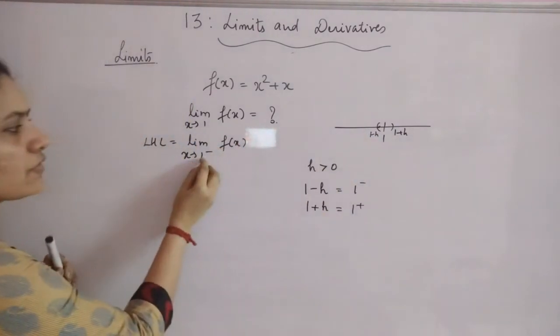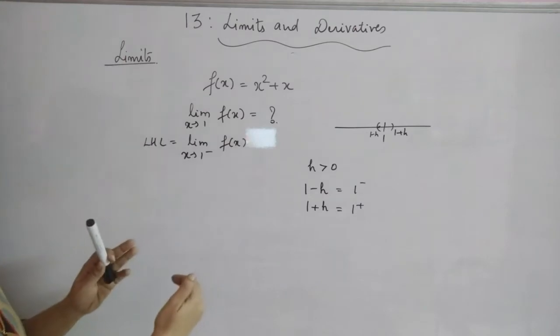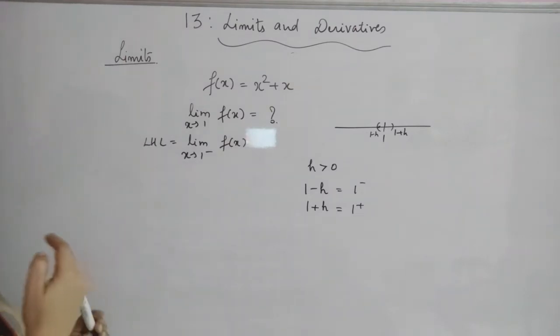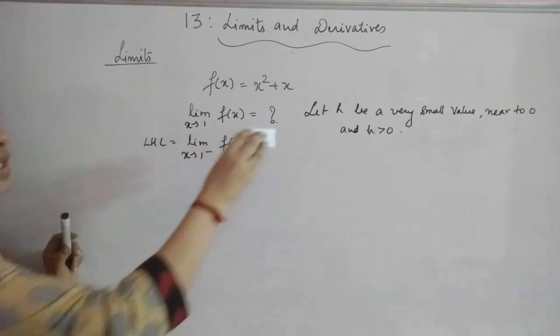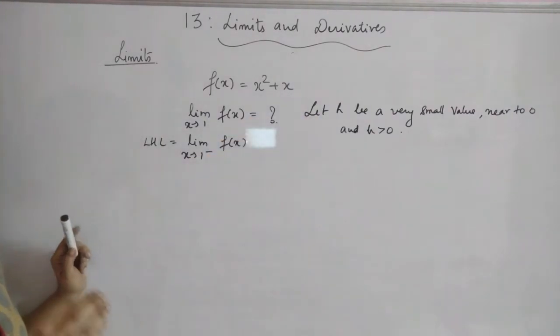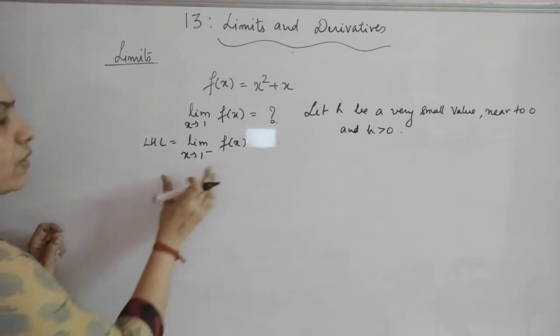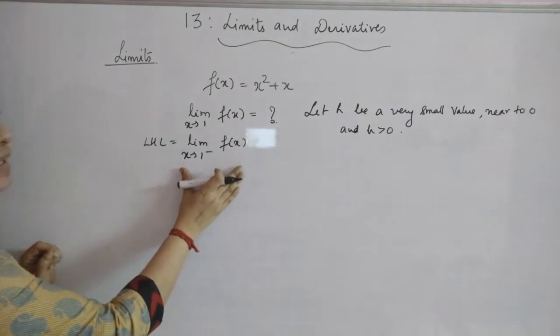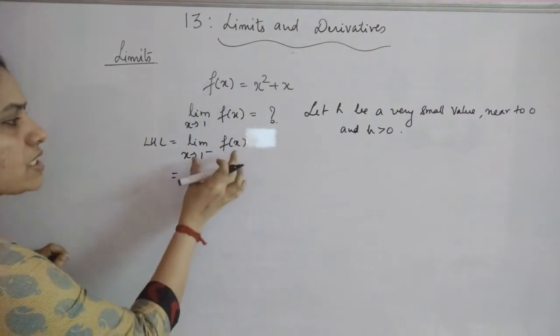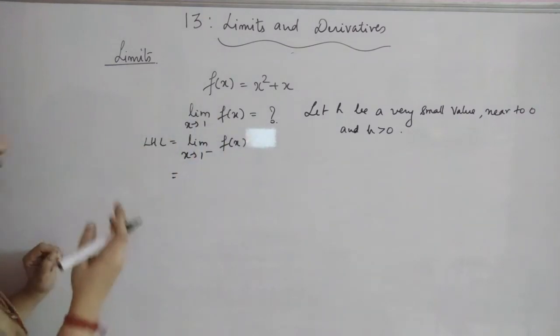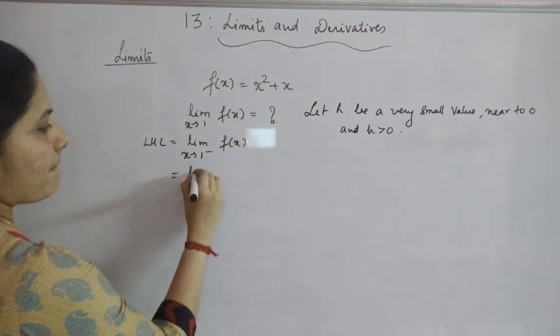So instead of writing like this, we can rewrite this in terms of h. Now how we represent it, I'll show. I am taking a small value h which is very near to 0, and it is positive, that is, greater than 0. Then only will 1 minus h become a lesser value than 1, and 1 plus h a greater value than 1. Now I have to find the left hand limit for this function, and I am making use of this h. How? Just see.